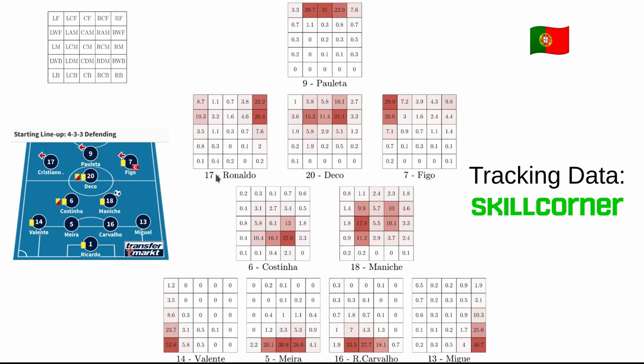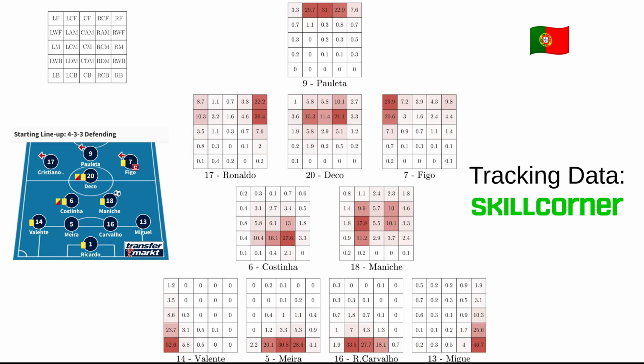Number 17, Cristiano Ronaldo, a young Cristiano Ronaldo back then. He spent around 22% in the right forward position, around 26% in the right wing forward, but he has also spent some time in the left cells, as you can see. But maybe it's better that we put him as a right winger, and Luis Figo should come to the left wing. So that's another change we need to make.